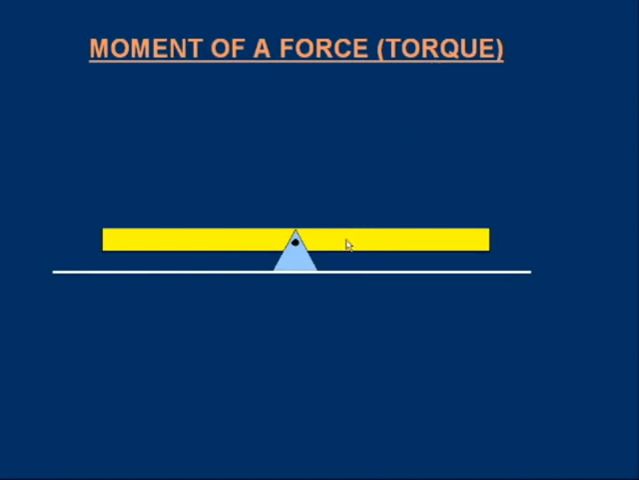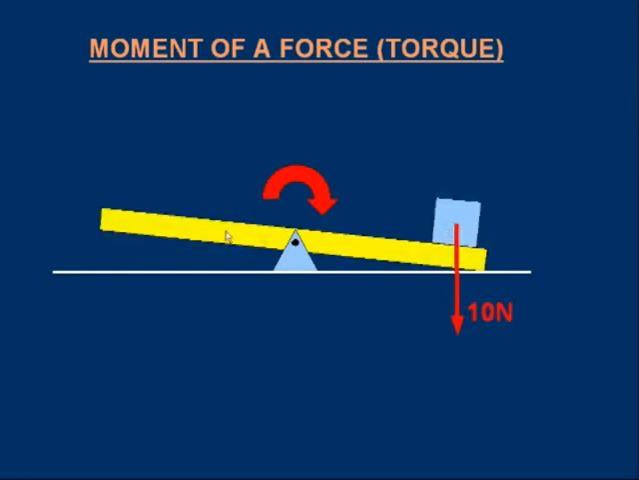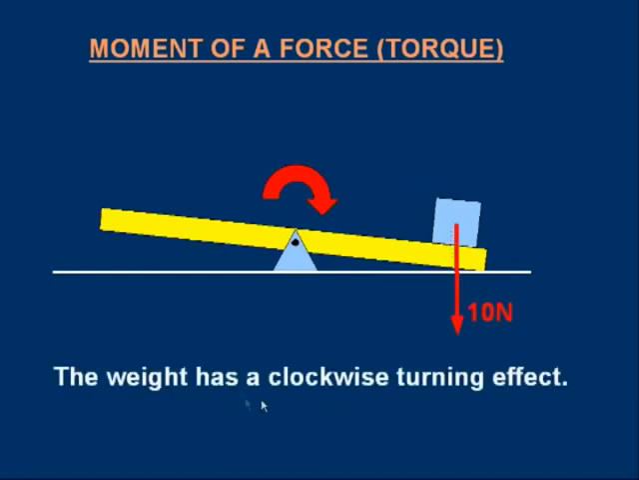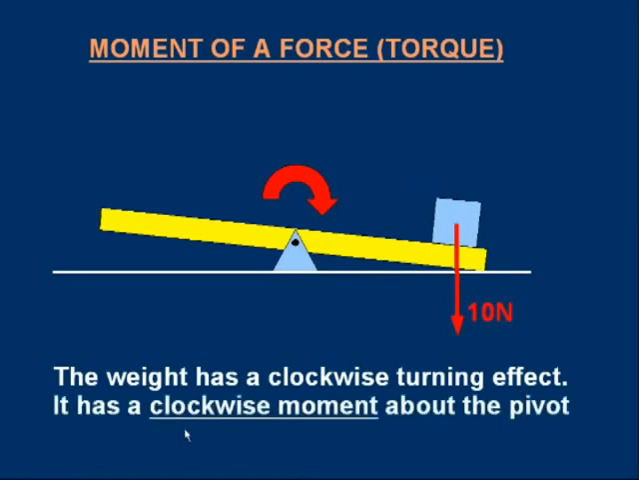Look at this seesaw and just imagine what would happen if we put a 10 newton weight on the right hand side. Okay? Now you don't have to be an elite physicist to know that the right hand side will go down. So the seesaw has rotated clockwise because of this force. We can say that the weight has a clockwise turning effect, or using a familiar language we can say that the force has a clockwise moment about the pivot.